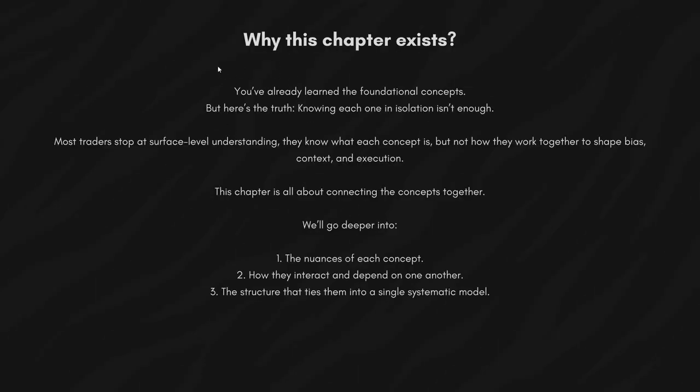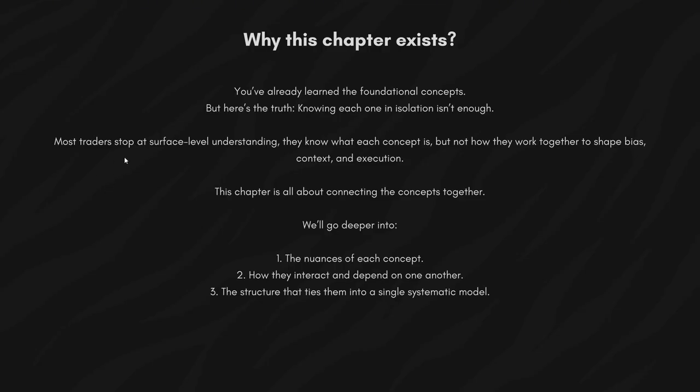Okay, so before we even begin this chapter, I just want to quickly talk about why this chapter even exists in the first place. Now, here's the thing. I know that you probably already know or you've probably already learned each one of the foundational concepts. Okay, whether it's market structure, whether it's the open high low close framework or SMT, I know that you've learned a lot about them. But the truth is that knowing each one of them, no matter how much you know about them individually, doesn't mean anything. It doesn't mean shit. Okay, knowing each one of them in isolation is not enough and it won't work for you.